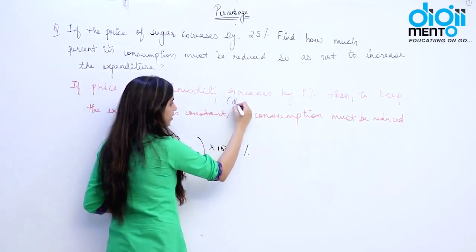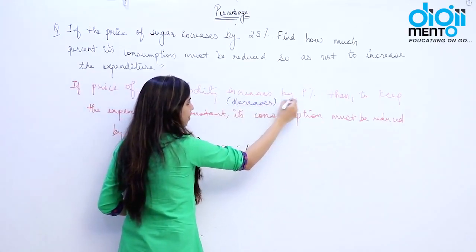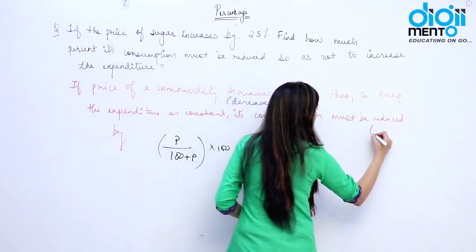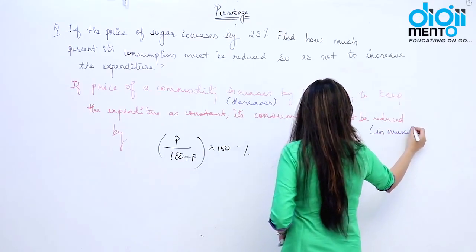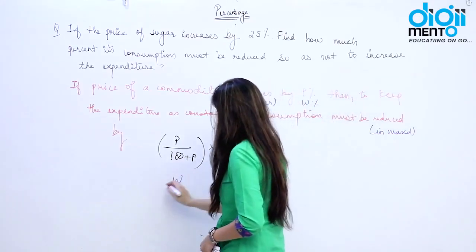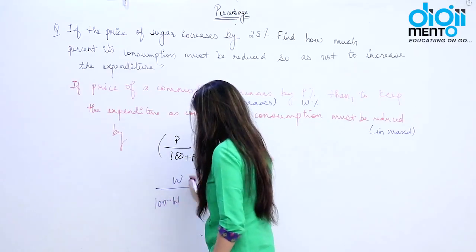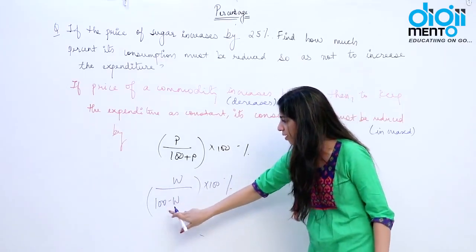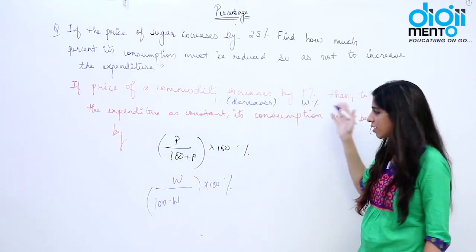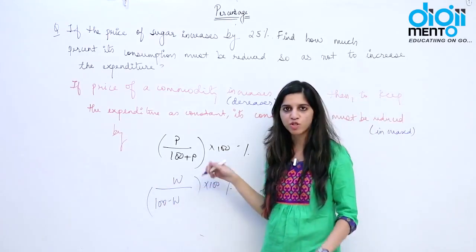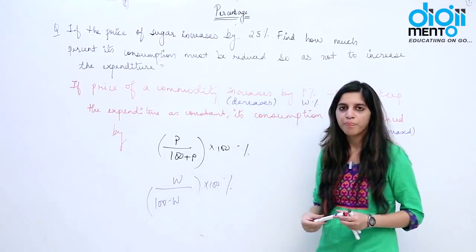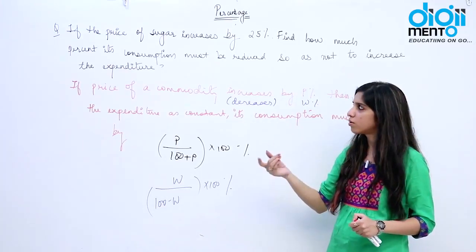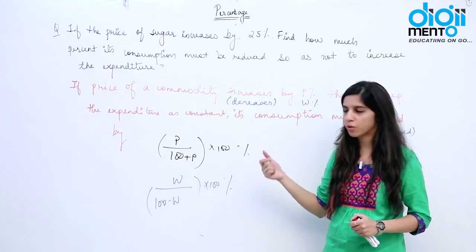If the price increases or decreases, let us say decreases by W%, then to keep expenditure constant, consumption must be increased. I am writing this in blue. Then this is going to become W by 100 minus W into 100%. Fine. In case the price decreases by W%, then consumption must increase by this much percent. Same logic it is going to follow. So this is one model of question that they are giving. There is one or maybe two more models, we are going to look at them also.